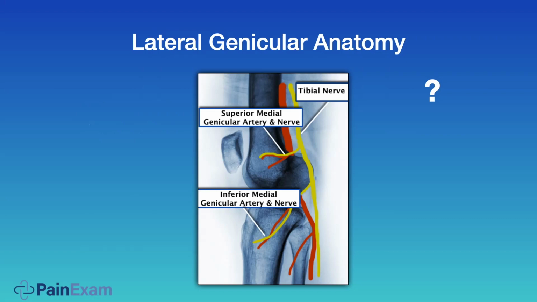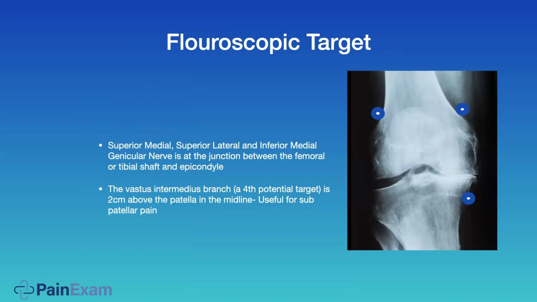The nerves will run with the artery. They usually come from posterior to anterior to innervate the joint. With a fluoroscope, you're coming straight down. Even with an ultrasound, you could come straight down on the knee. The targets are between the femoral or tibial shaft and epicondyle, that junction.